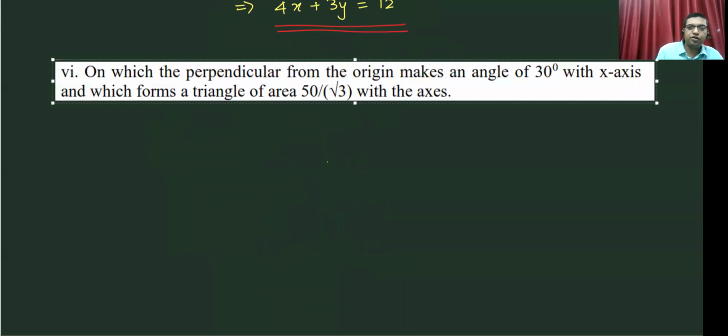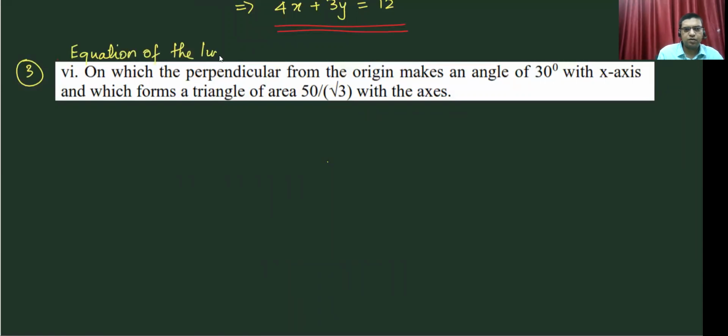Find the equation of the line on which the perpendicular from the origin makes an angle of 30 degrees with the x-axis, but which forms a triangle of area 50/√3 with the axes. Which form? Now you think about it.